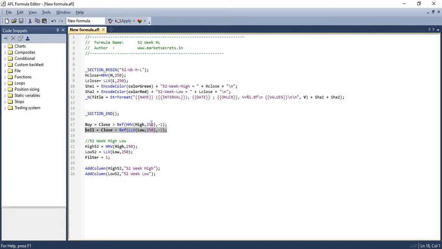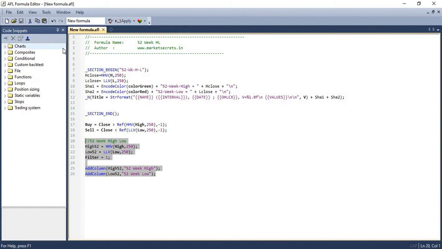So in this script, we are taking the highest high of these 250 days, and we are checking it against the closing price. Likewise, we are taking the lowest low of 250 days, and we are checking it against the closing price in order to generate the buy and sell signals. And the last few lines of the code are to plot the values to the backtest report, which is not mandatory. Now, let's move on to the backtesting.